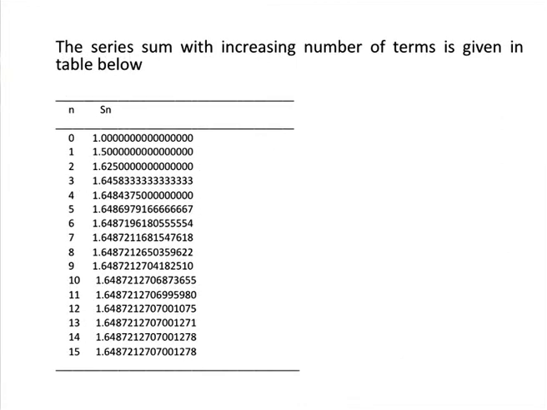On your screen you can see the table where we have given the sum of the terms with increasing number of terms. You can see that after say 6 terms, the series sum will converge up to the 5th place of decimal. After 10 terms, it will converge up to 8 or 9 places of decimal, and after 14 terms, it will converge up to 14 places of decimal.